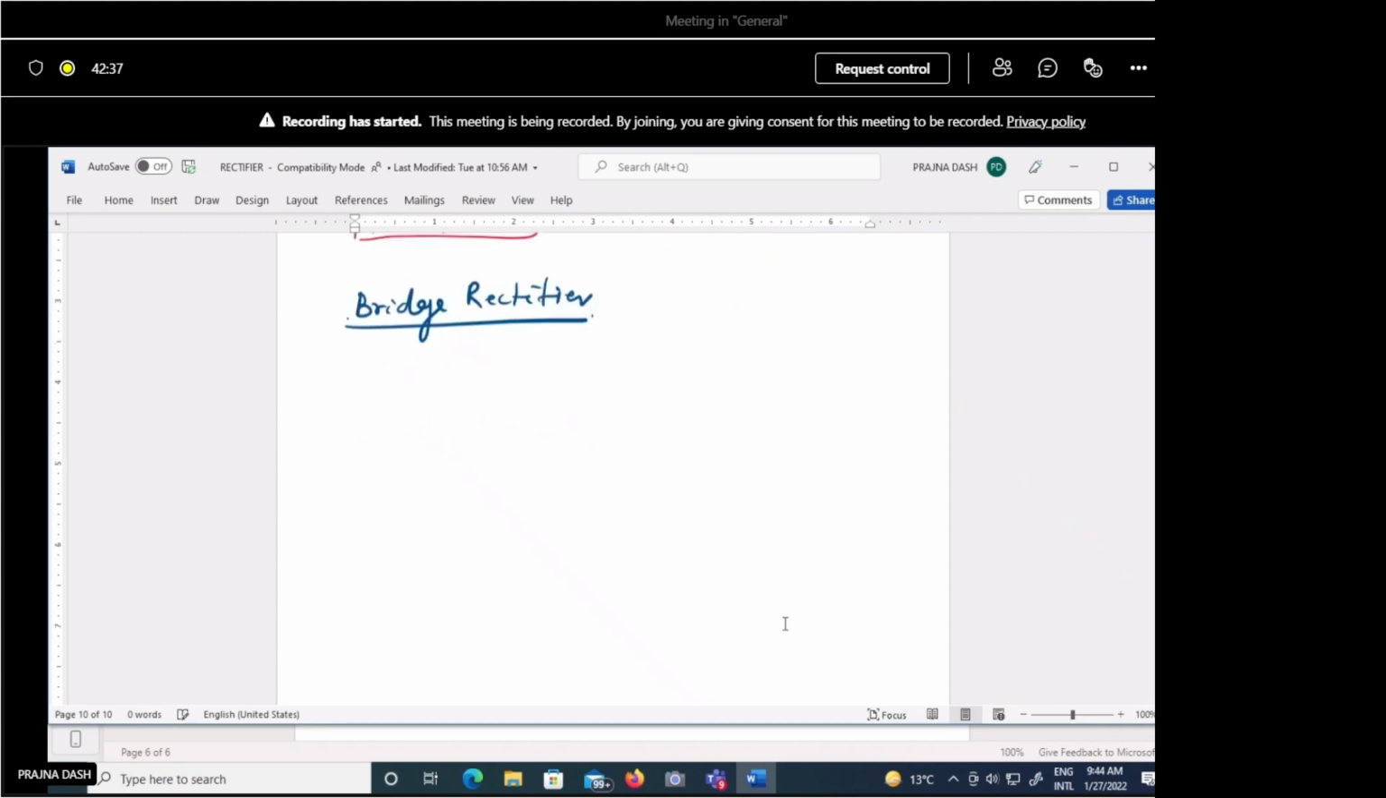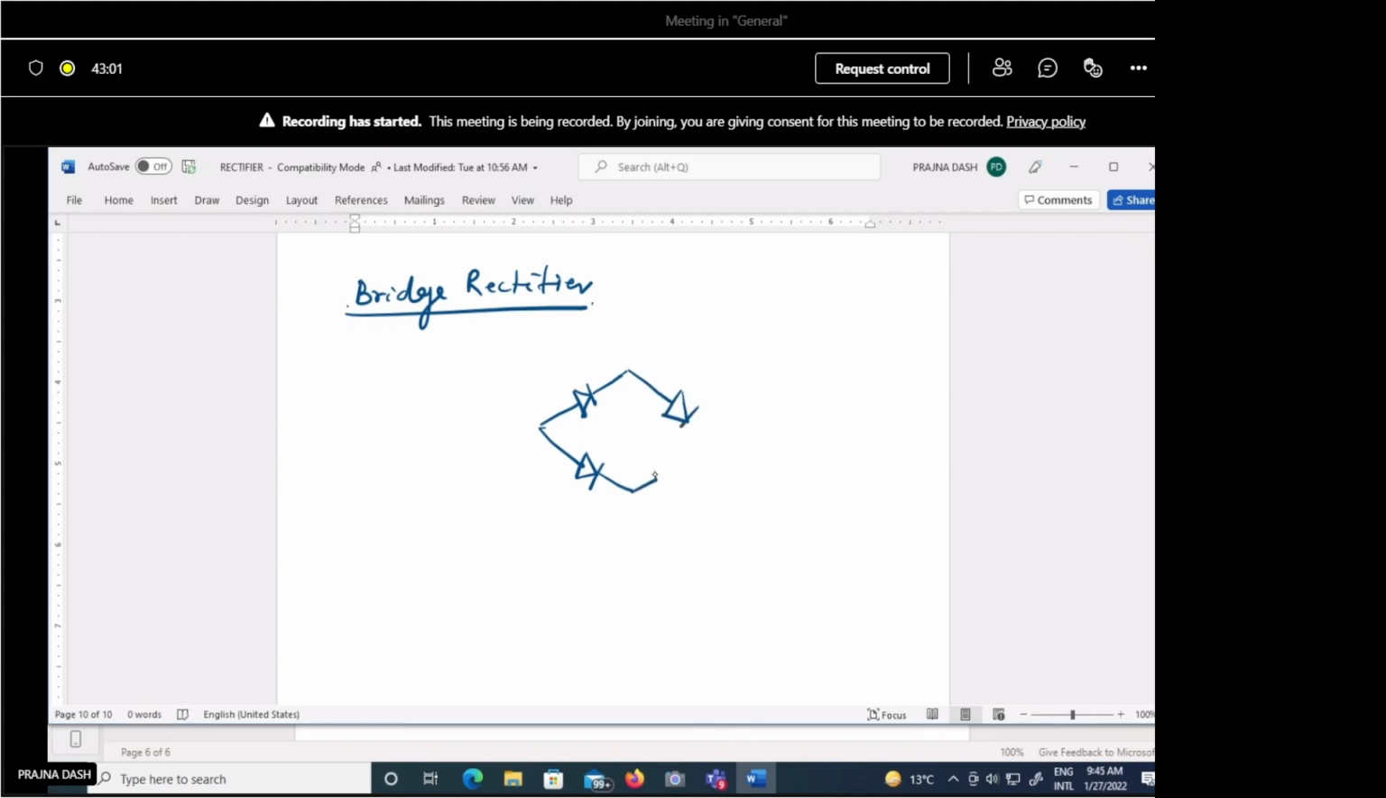In the bridge rectifier, we use 4 diodes in this type of connection. We make a bridge circuit. You have gone through several bridges in your physics, I think: Wheatstone bridge, Maxwell bridge. So this is also a bridge structure we will consider, and we will consider the diodes in this way.